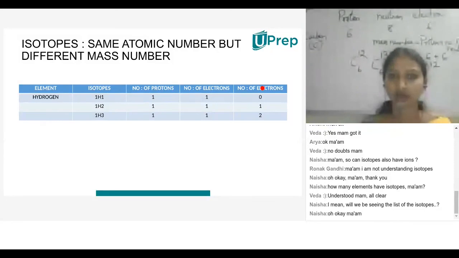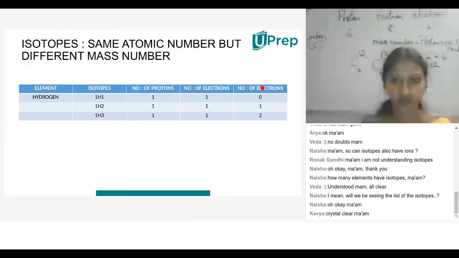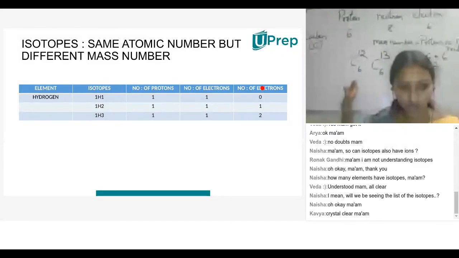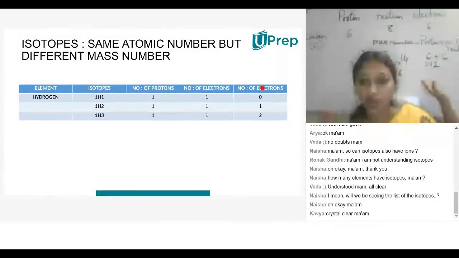Ma'am, the isotopes are chemically proved, so they can't be changed. No. Isotopes have higher energies, so they won't undergo chemical reactions. The original element will undergo the chemical reactions. Okay, very good, Kavya. So isotopes, these forms, won't go into chemical reactions, children.